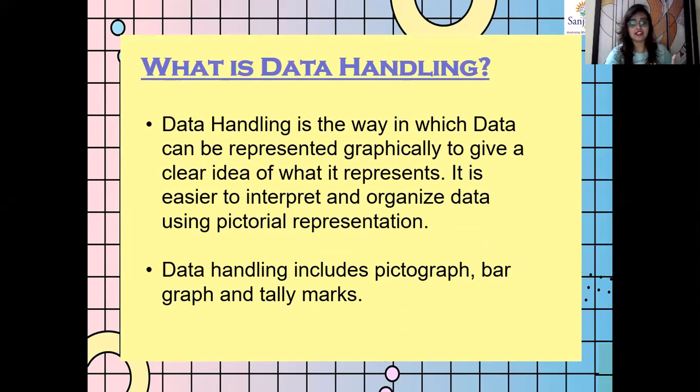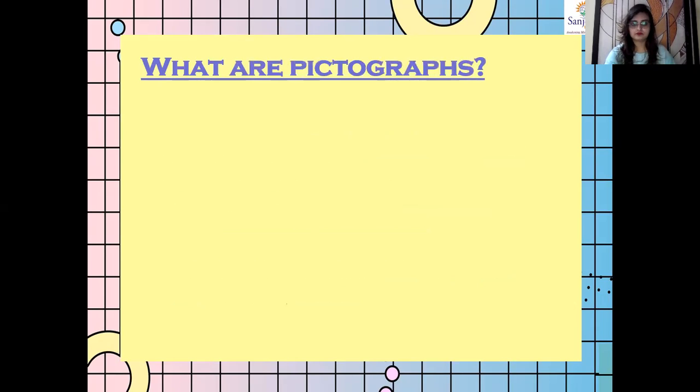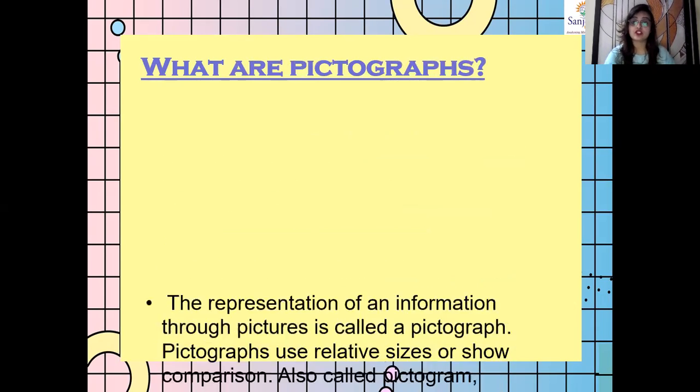So children, what is data handling? Data handling is when data is represented graphically to get a clear idea. And it is also easy to interpret and organize the data in a pictorial form. Data handling includes pictograph, bar graph, and tally marks. Now let us see what are pictographs.